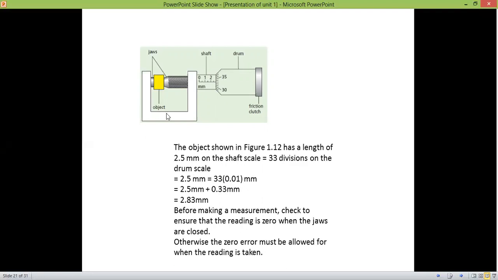So how to get the length of this object? It is equivalent to the sum of the main scale reading and the circular scale reading. So adding them, the answer becomes 2.83 millimeter.